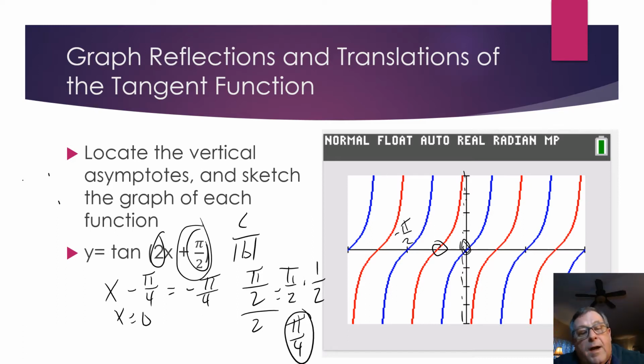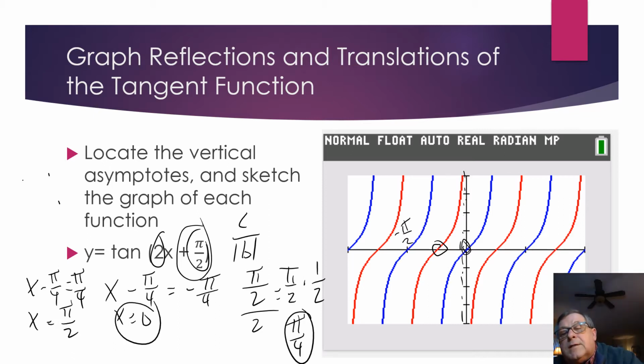Now what about to the right of that? Well, if I had x minus pi over 4 equals pi over 4, and then I add pi over 4 to both sides, then x is now equal to 2 pi over 4, or pi over 2. So I found this asymptote at 0 at the origin, x equal to 0, and I should see another asymptote at pi over 2. Is that right?